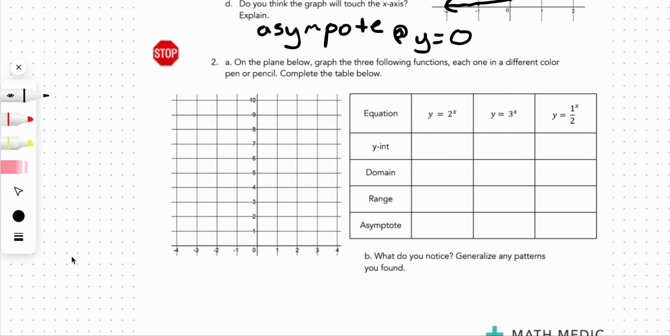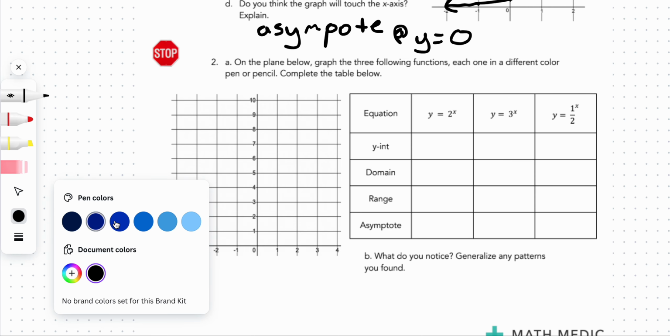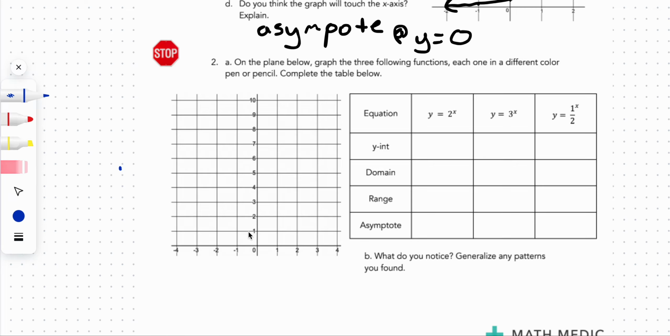Let's do some of these. Okay, so let's do y equals 2 to the x power. Y-intercept is when x equals 0, so let's plug in 0 for x. We have 2 to the 0th power. Anything to the 0th power is just 1. So 0, 1. Let's put that down here.